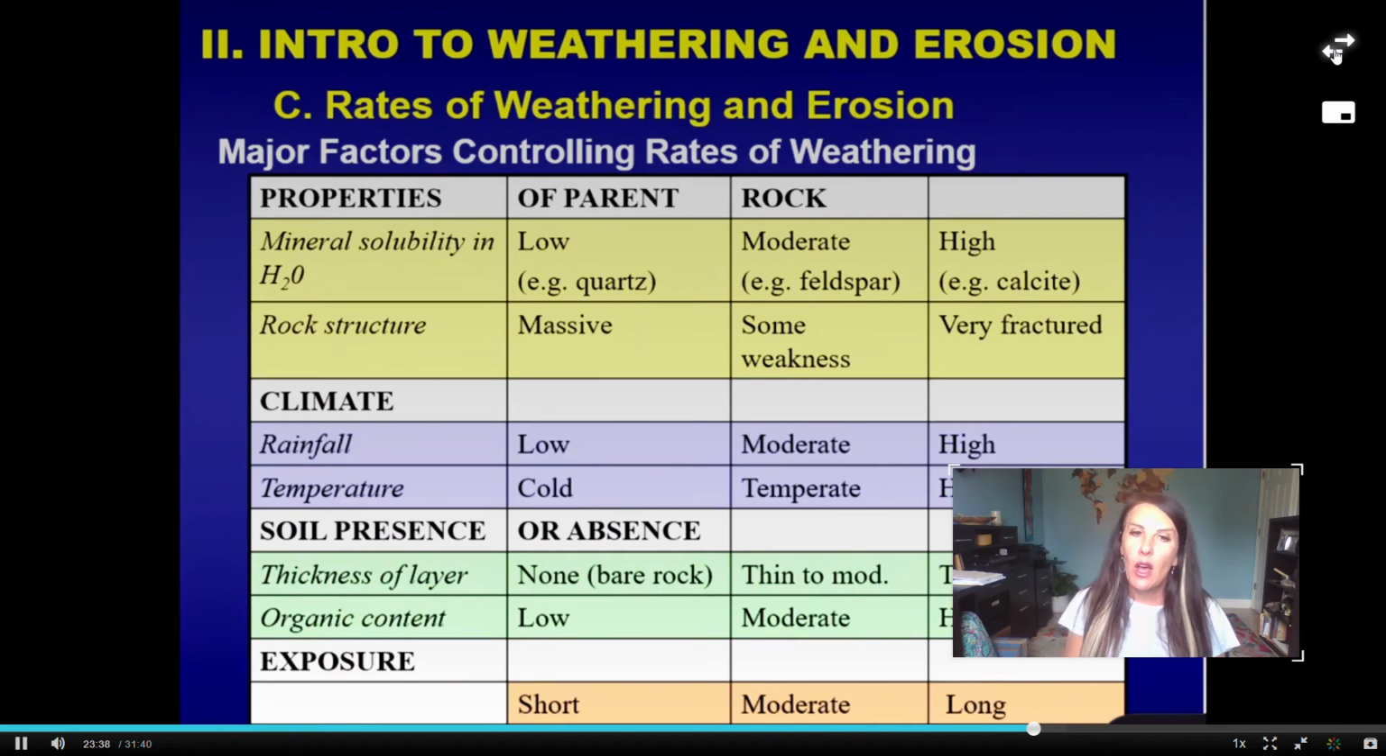So I like this graph because it summarizes all of what we talked about. So the properties of the parent rock, the climate, the presence or absence of soil, and then the rate of exposure. So ultimately, if you have a mineral component in your rock that is really soluble in water, and it's able to fracture, there's a high amount of rainfall, the temperature is really hot, then you're going to produce a very thick layer of soil that probably has a good amount of organic material. And that is kind of like your best case scenario of increasing the rates of weathering and erosion.